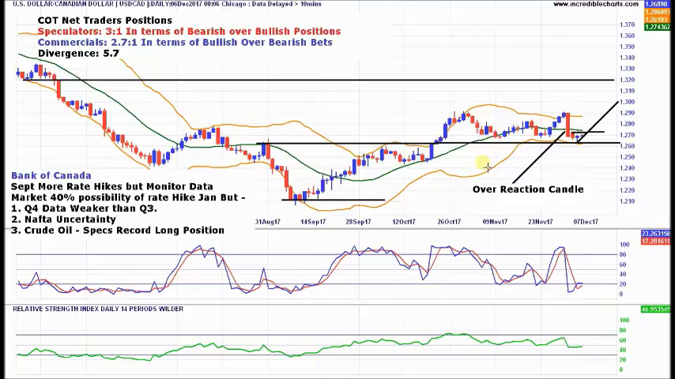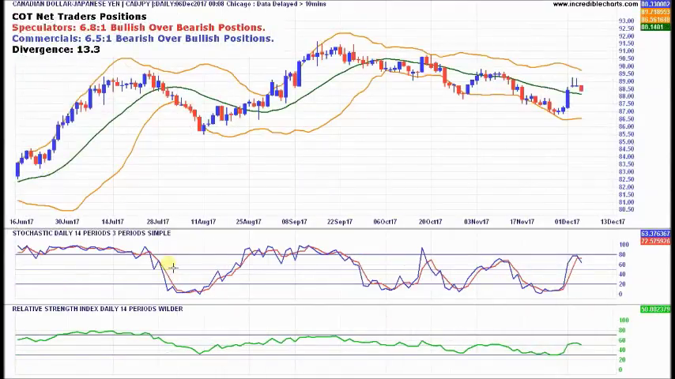That's USD CAD. Let's go now and have a look at which one is it? Oh, it's CAD JPY. Right, we are on the CAD JPY daily chart, and before we draw the levels, let's just take a look at the COT net traders visions top left.